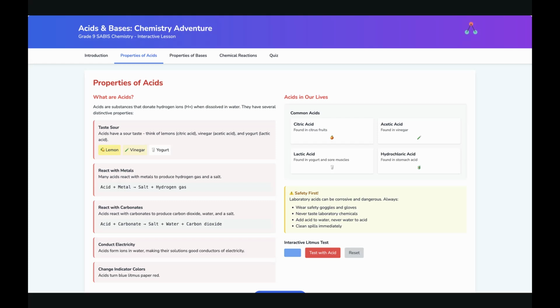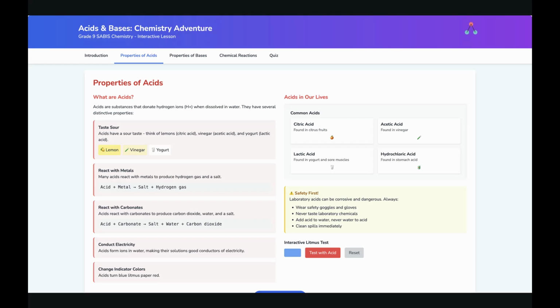What are acids? They are substances that donate hydrogen ions when dissolved in water. They have several distinctive properties. The first thing is that the taste is very sour. Acids have a sour taste. Think of lemon, citric acid, vinegar, and yogurt, lactic acid. These all contain acids. So the lemon, the vinegar, the yogurt, they all are very sour.